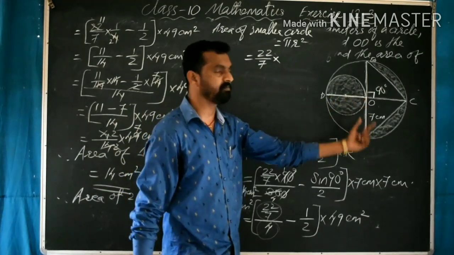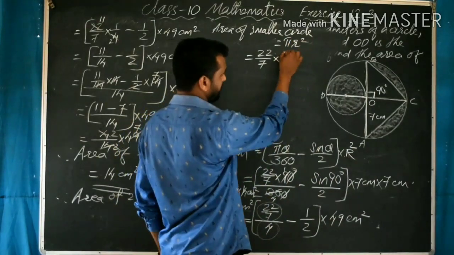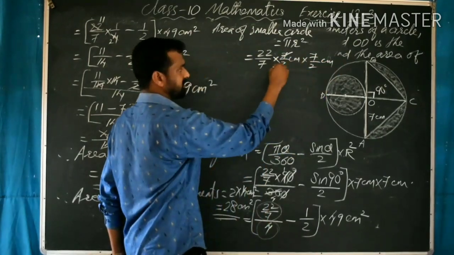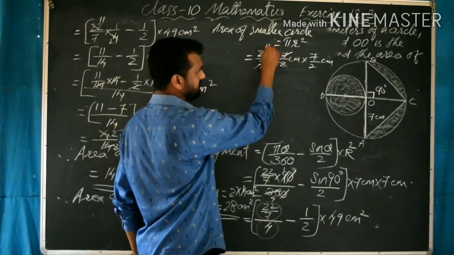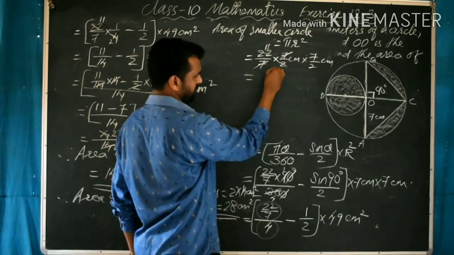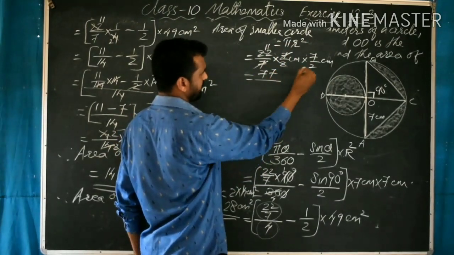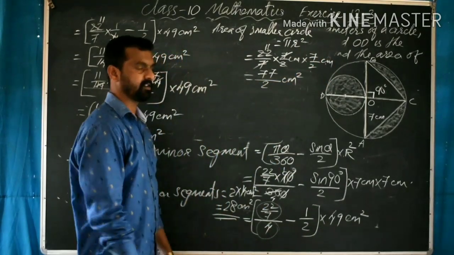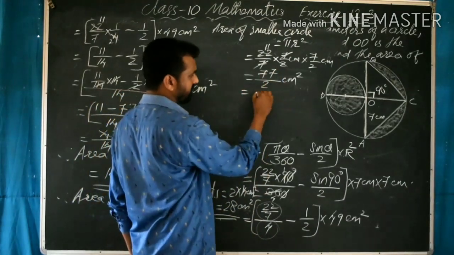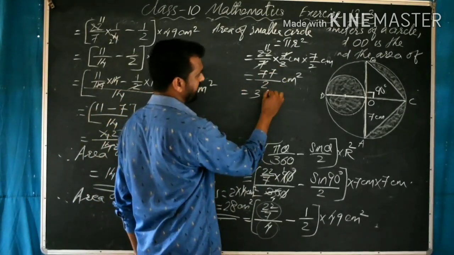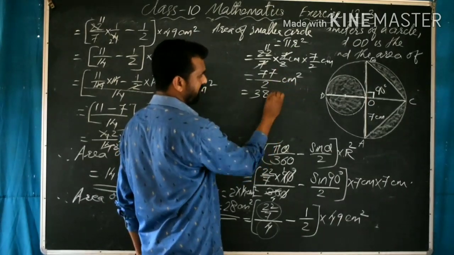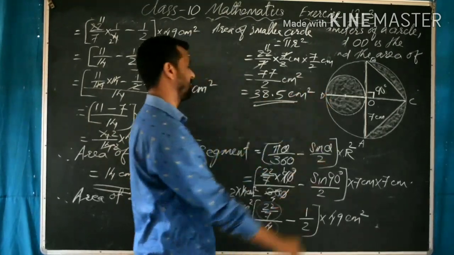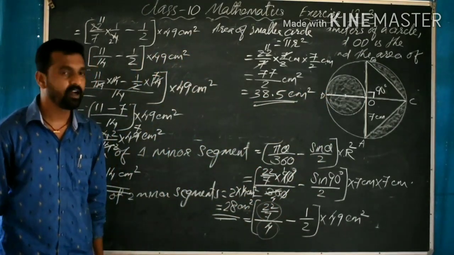So its radius will come 7 by 2 centimeter. So r square means 7 by 2 centimeter into 7 by 2 centimeter. 7 7 we can cancel, 22 divided by 2, that is 11. 11 into 7, 7 1s are 7, that is 77 divided by 2, centimeter into centimeter, it will come centimeter square. 77 divided by 2, that is 38.5 centimeter square. That is the area of the smaller circle.